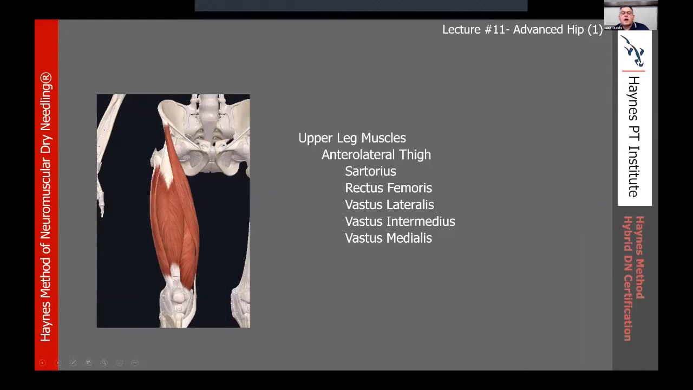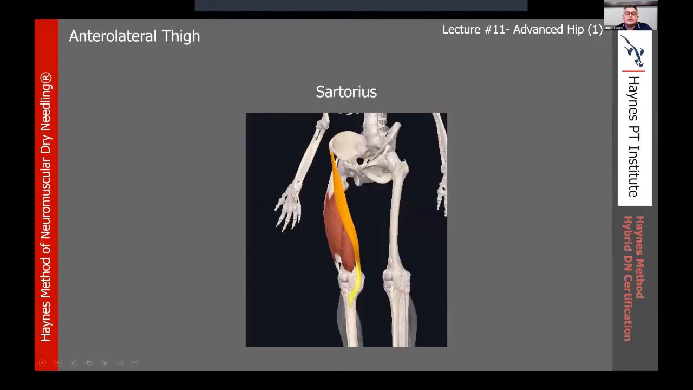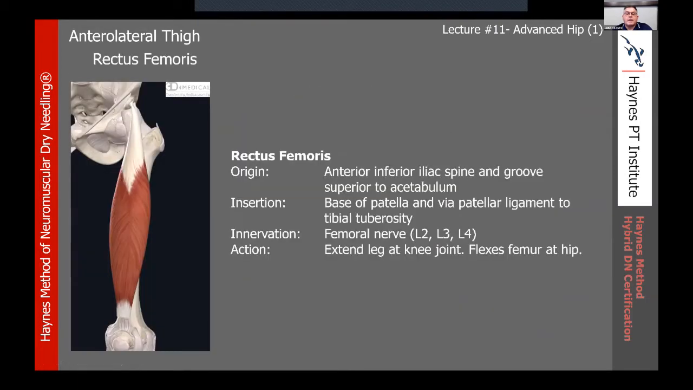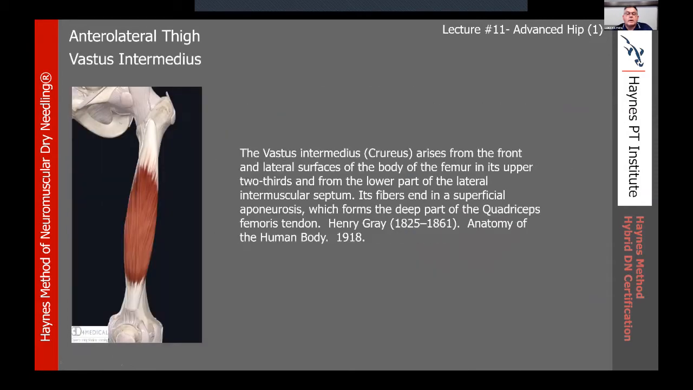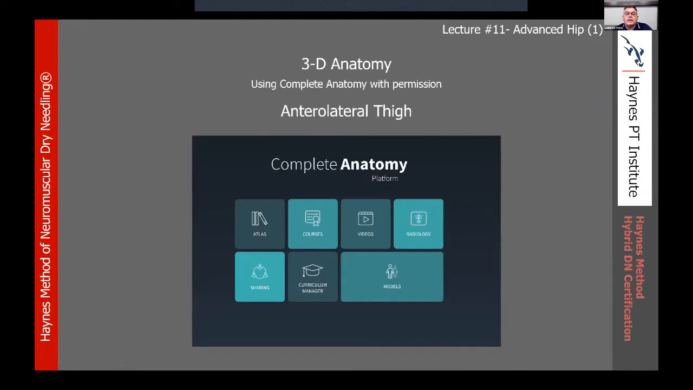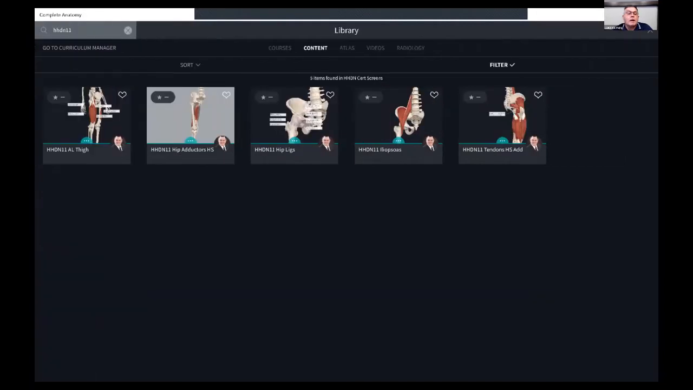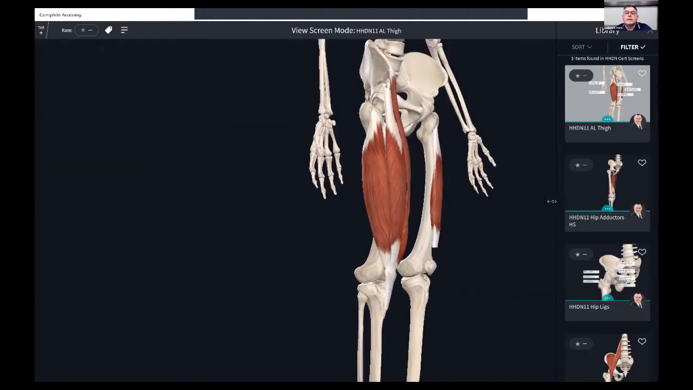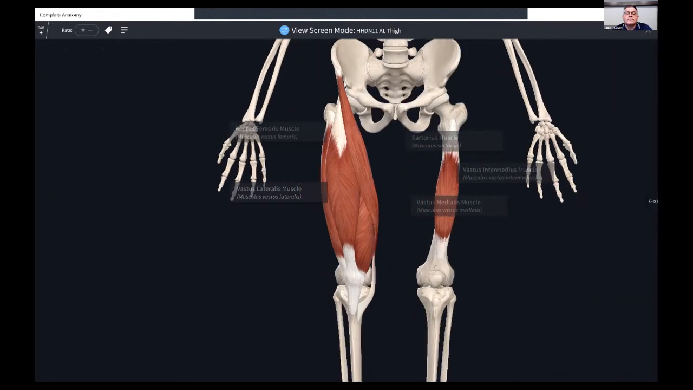Okay, now we'll move on to the upper leg muscles, the anterolateral thigh: sartorius, rectus femoris, and then the vastus lateralis, intermedius, and medialis. I'm going to move through these. Let's get on sartorius and rectus femoris, and let's get down to our 3D anatomy on these. Let's see, here we go. Bring that in. Okay, so sartorius first.